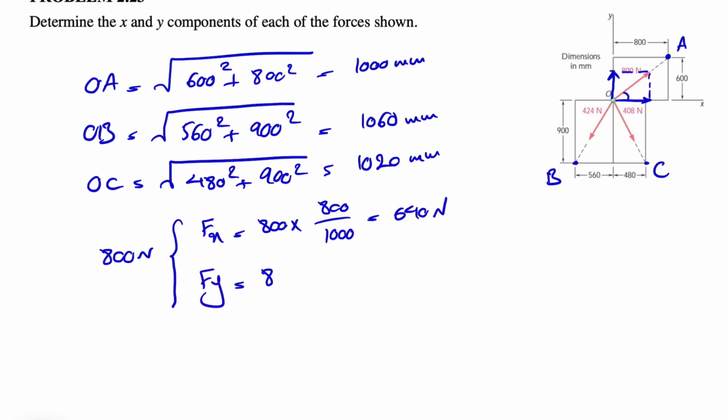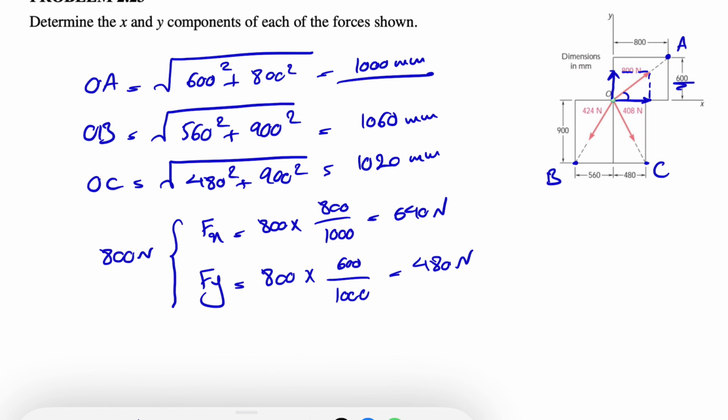If we want to find Fy, we have 800 times, this time we have sine, so opposite 600 over the hypotenuse, which we found in the first step. So 1000, and that's going to be 480. So that was everything for the 800 Newton, and pretty much what the question is asking is the x and y component. Let's move on to the next one.